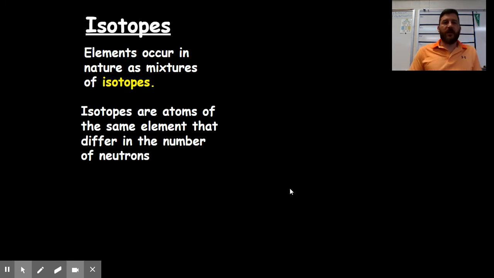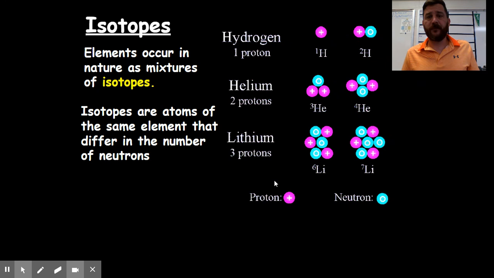Elements occur in nature as a mixture of what's called isotopes. So isotopes are the same element, but they just have a different number of neutrons within their nucleus. So their mass is going to be a little bit different. They're always going to have the same number of protons, because if you change the number of protons, you change your element. So they're going to say same number of protons, different neutrons.